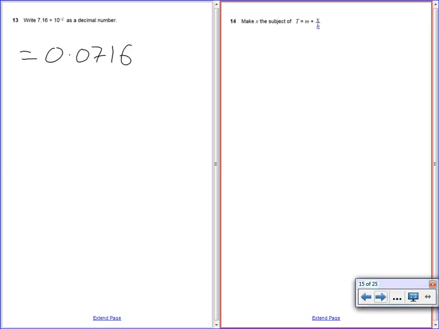14, need to make x a subject. This means the final answer needs to be in the form x equals something. That's what make x a subject means. So it's just like solving an equation, but instead of getting a number as an answer, we're going to have a formula. So t equals m plus x over h. That's what we start with.